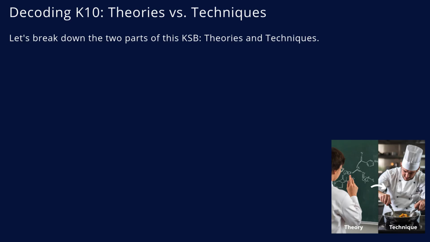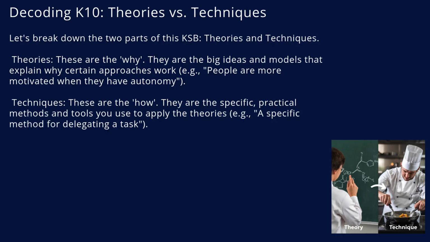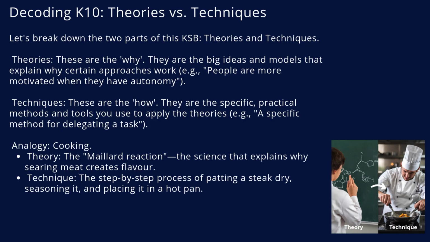Before we jump into the specific tools, it's important we understand the two key words in this KSB: theories and techniques. Theories are the big ideas, the guiding principles. They are the why. A management theory might explain why people are more productive when they feel trusted and have a degree of autonomy over their work. Techniques, on the other hand, are the practical tools and methods you use to put those theories into action. They are the how. A specific, structured technique for delegating a task is the practical application of that theory of trust and autonomy.